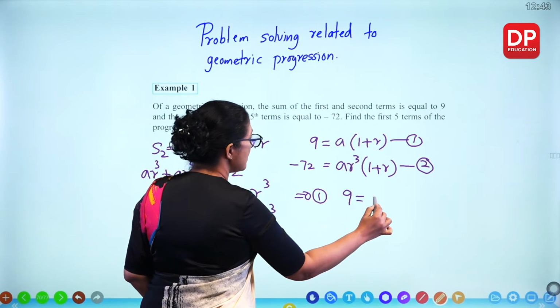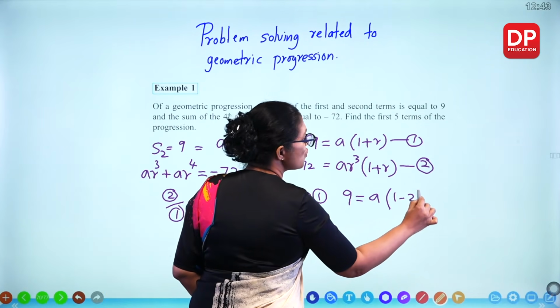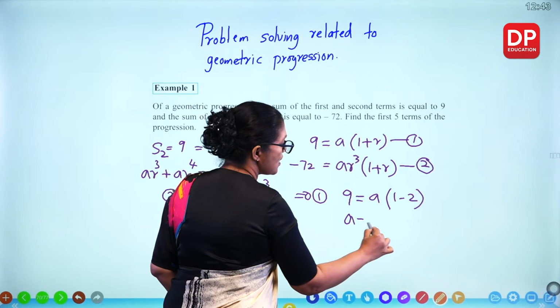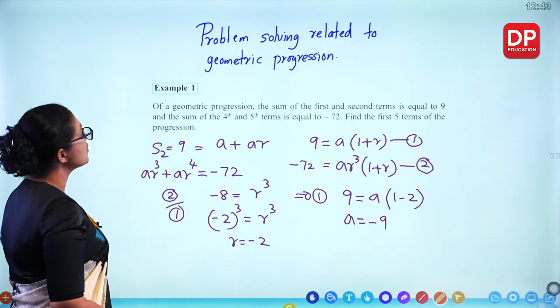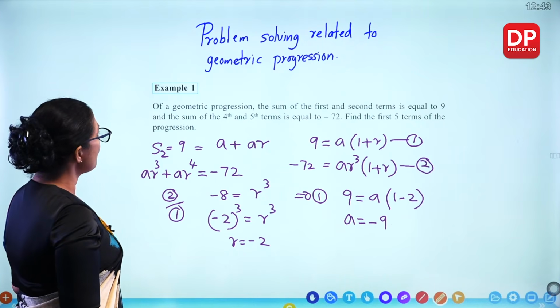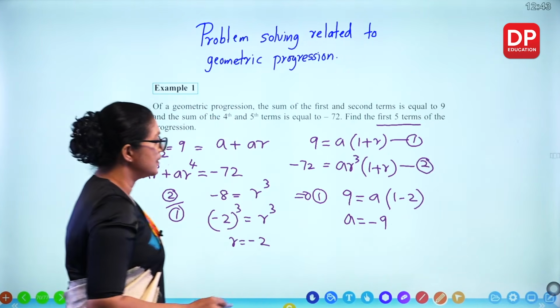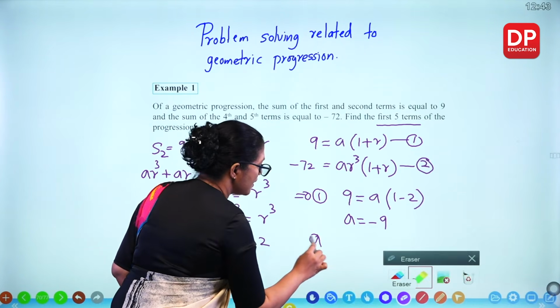9 equals A times 1 minus minus 2... 1 minus 2 is minus 1. So A becomes minus 9. Now we need to find out the first 5 terms starting with minus 9.